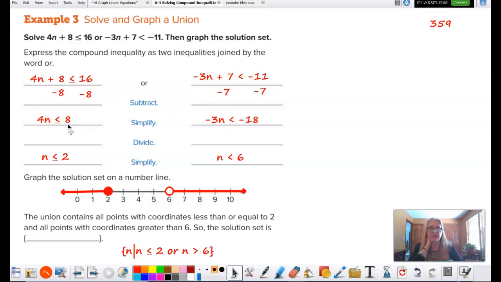Okay, so I'm going to divide both sides by 4, but I don't have a division symbol on my keyboard, so we're just going to have to imagine that I have divided both sides by 4, and that will give me n is less than or equal to 2.